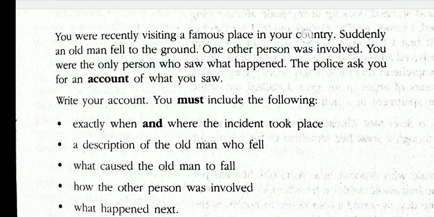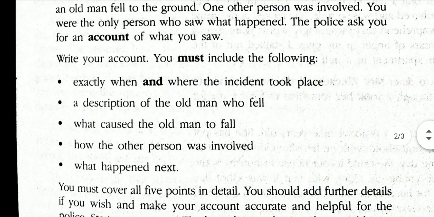You are visiting a famous place in your country. You saw an old man fall to the ground. Another person was also involved, and you need to write an account, and you must include these 5 points in your account writing. Exactly what and where the incident took place. Whenever you are writing a report or an account, be exact. Don't say that you don't remember, it was somewhere near that place. Don't do that. Tell the exact place.